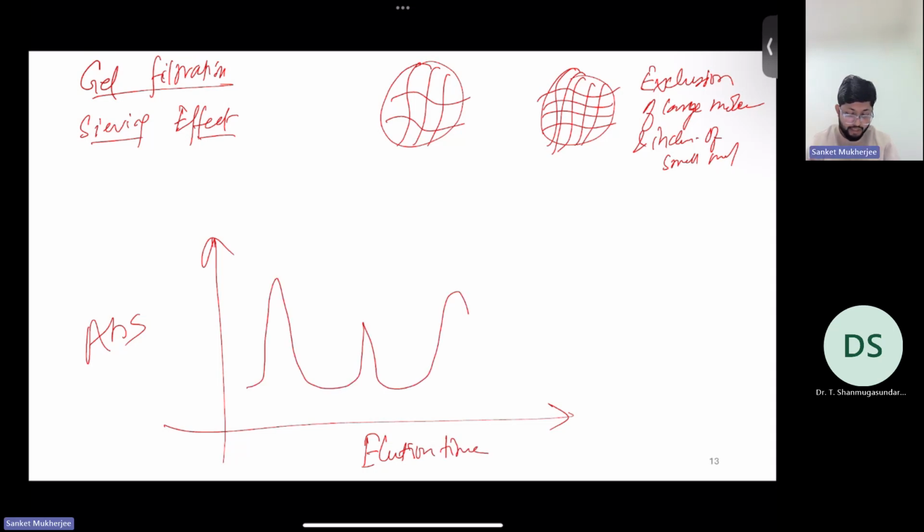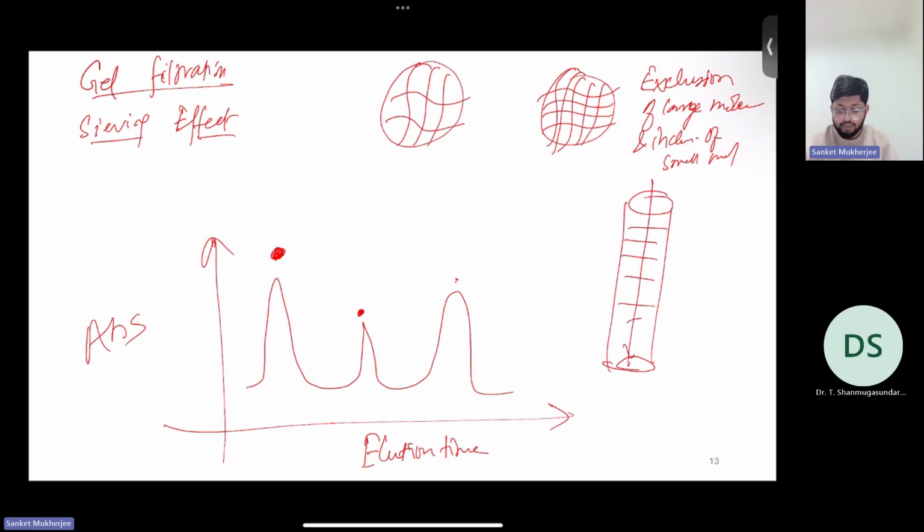If you see three peaks, the largest molecule will be here in the first peak. Then you will have a medium-sized molecule, and then you will have the smallest molecule coming out at the end. So in a column, the matrix has a sieving effect inside, and the analyte is distributed based on its molecular size. This is the reason why gel filtration chromatography is also known as size exclusion chromatography, simply based on its principle. So these terms can be used interchangeably.